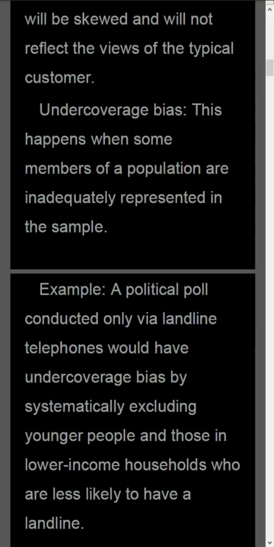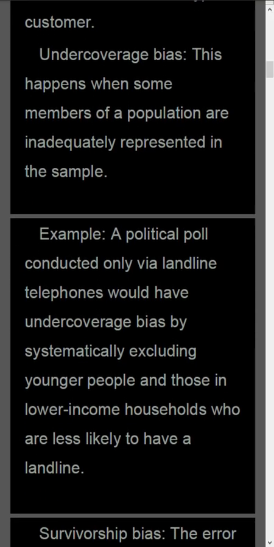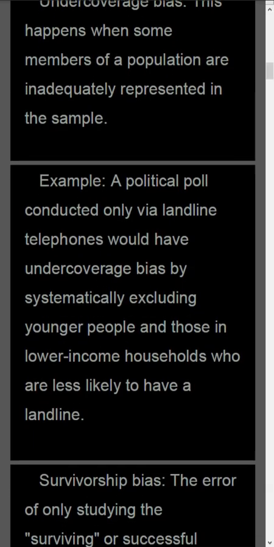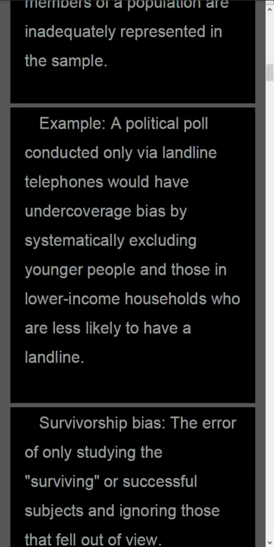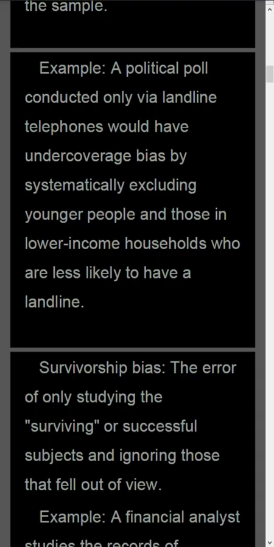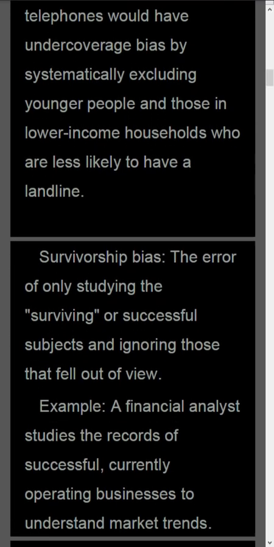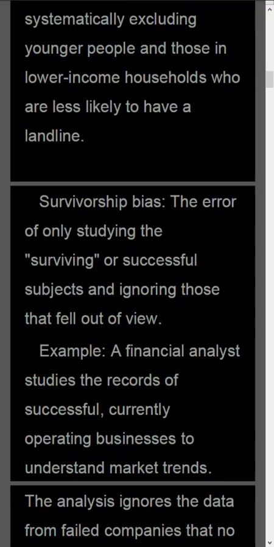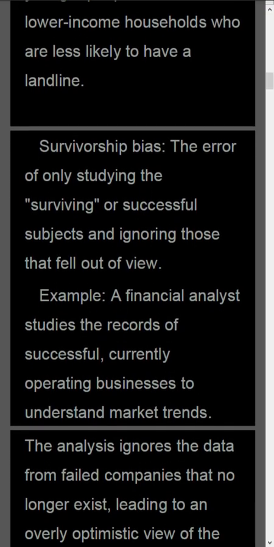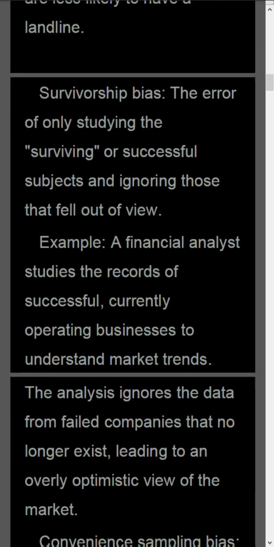Undercoverage bias. This happens when some members of a population are inadequately represented in the sample. Example. A political poll conducted only via landline telephones would have undercoverage bias by systematically excluding younger people and those in lower-income households who are less likely to have a landline.